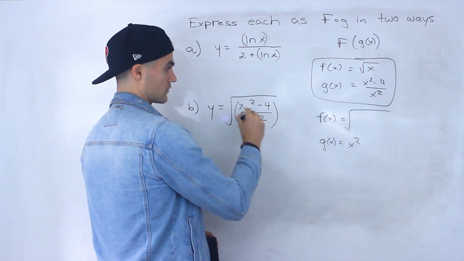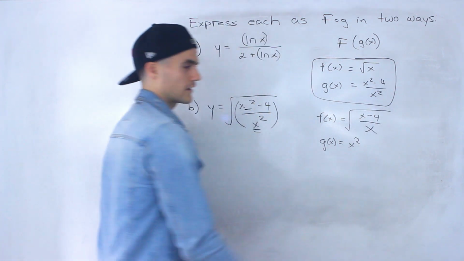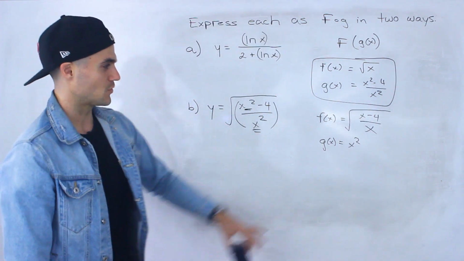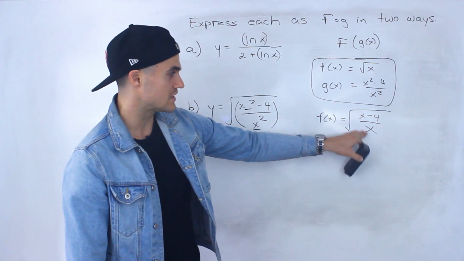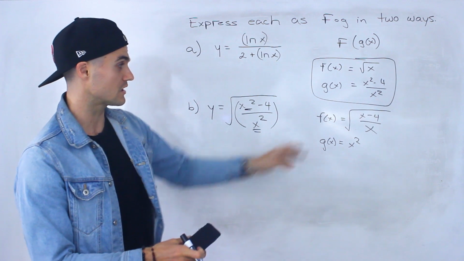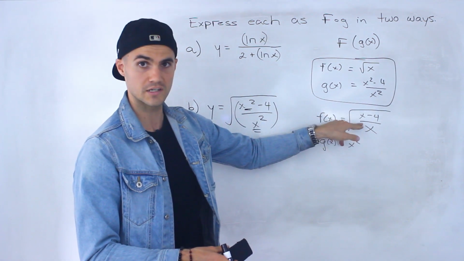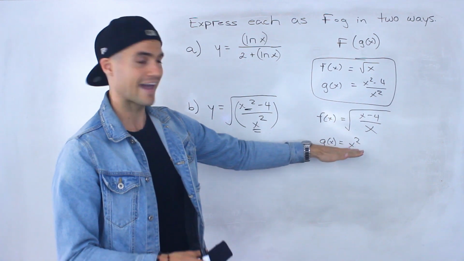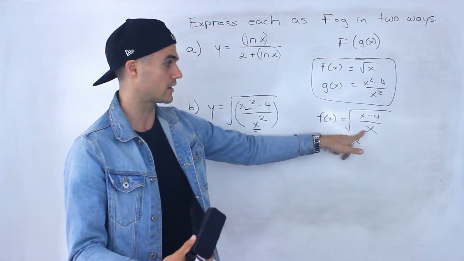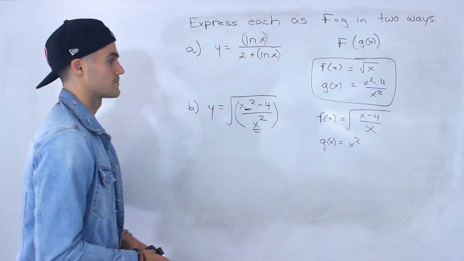Just kind of had a brain freeze there. So we would end up with the square root of x minus 4 over x, like that, right? So we would plug in x squared for these x values. F of g of x, f of an expression, if f of x is this, would be the square root of an expression minus 4 over the expression. So we'd plug in x squared for that expression. We'd end up with this.